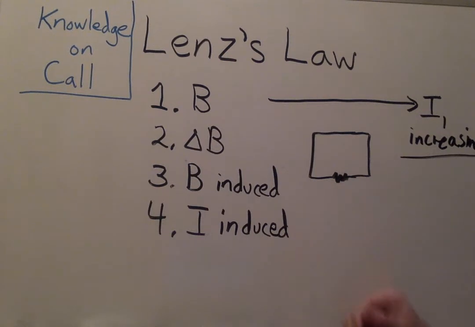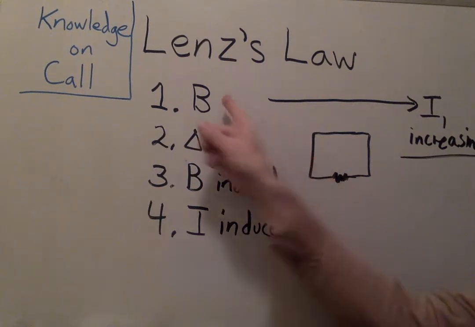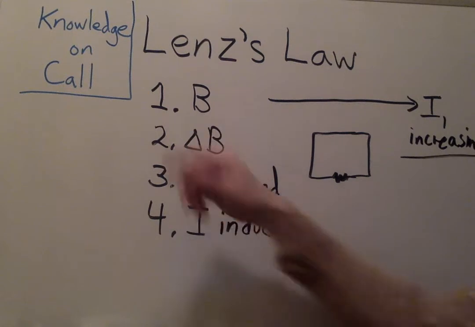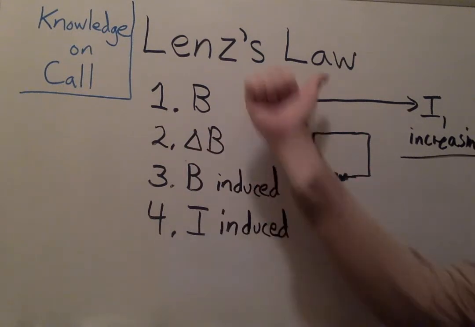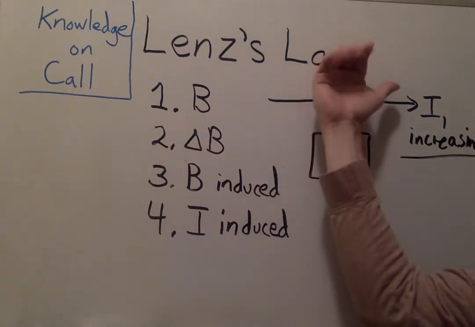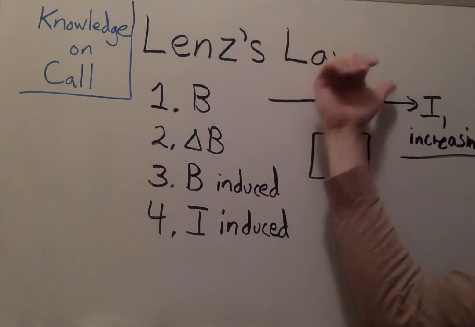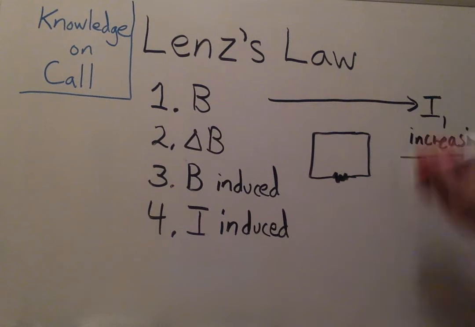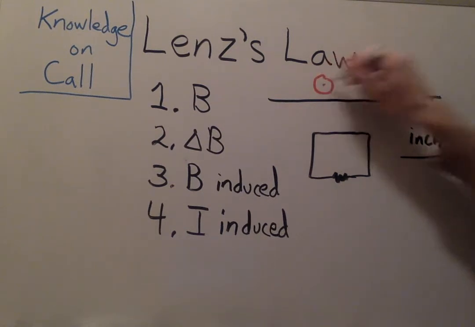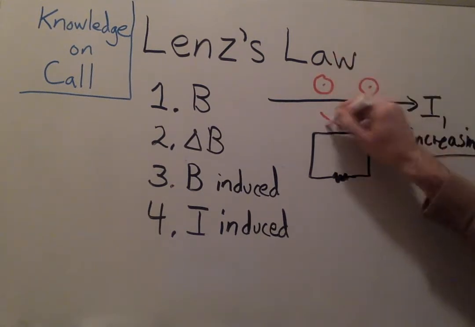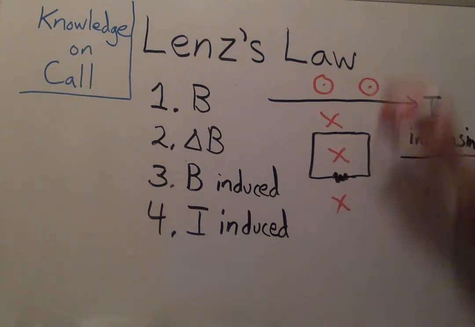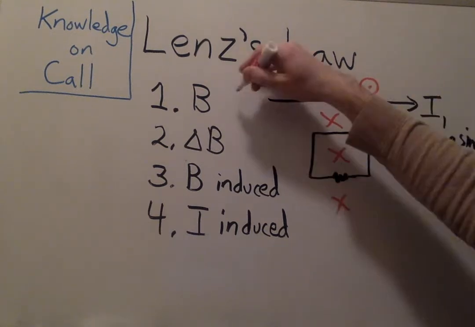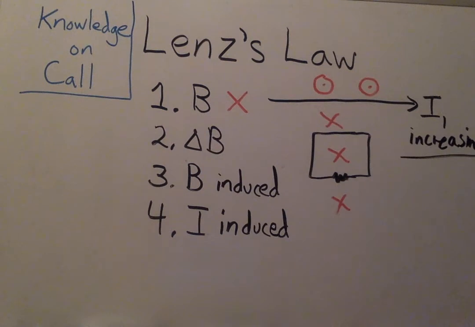Here's the process. First, which way is the B field? So we're doing a right-hand rule, current this way, magnetic field wraps around it. So it's out on top, in on bottom. So out on this side, in on that side. So that's B direction.